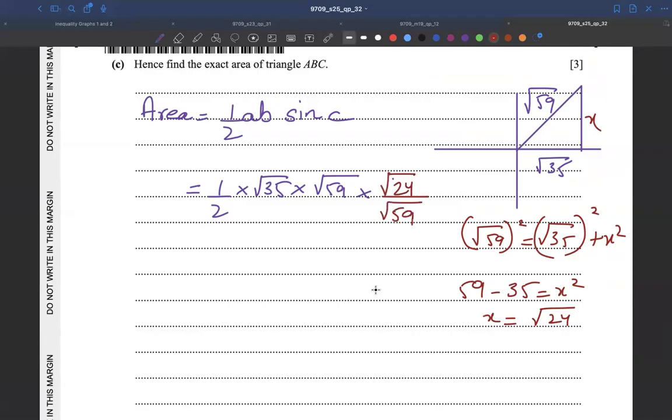Root 59 and root 59 should cancel out, and we have 35 times 24. So we can write it as 4 times 6 as well. So let's say we write half into 35 into root 4 into root 6. So root 4 will be 2, 2 upon 2 will cancel. 35 times 6 will be 210. So the final answer will be root of 210.